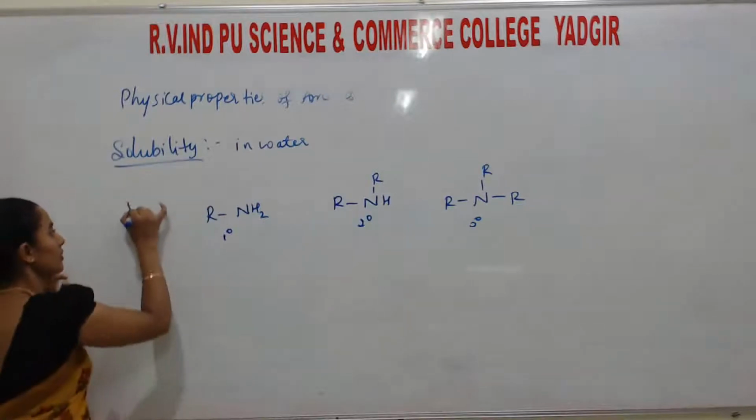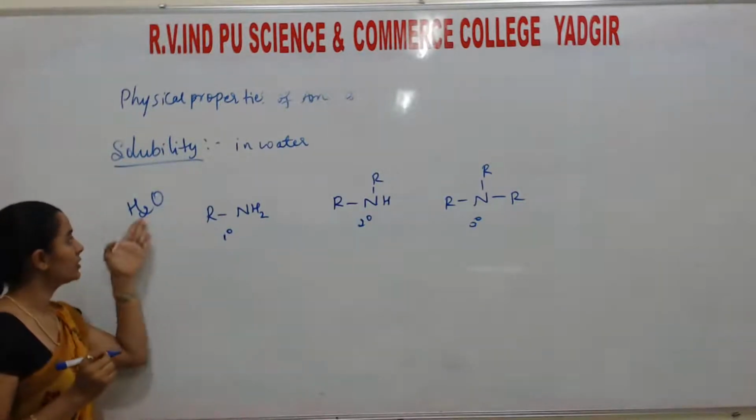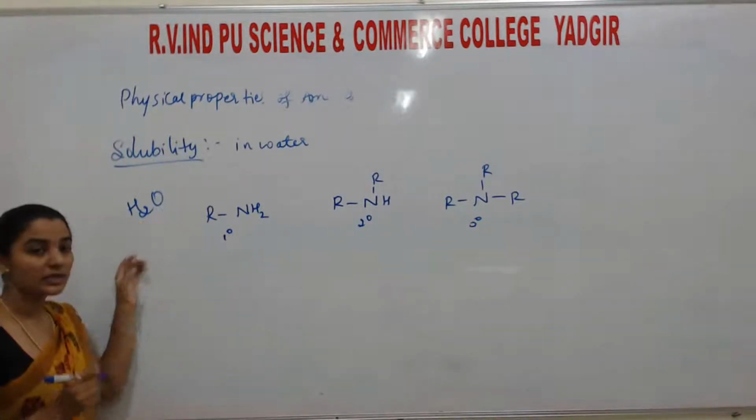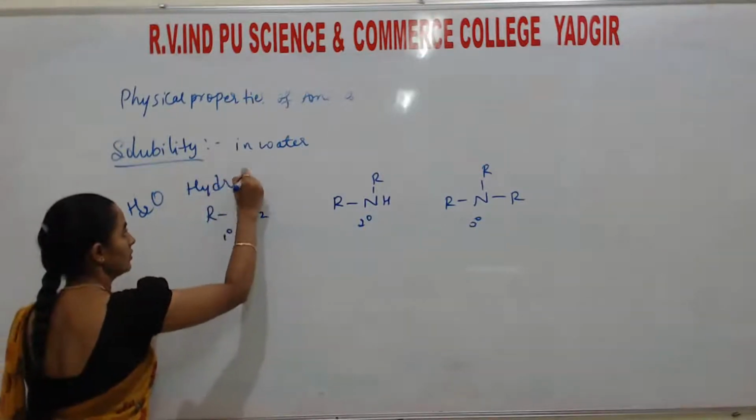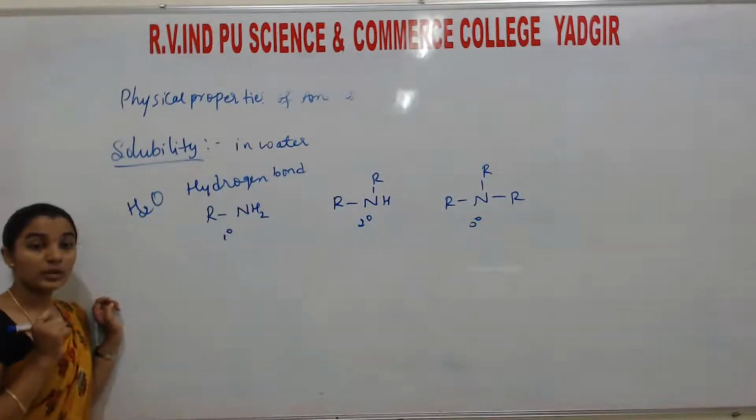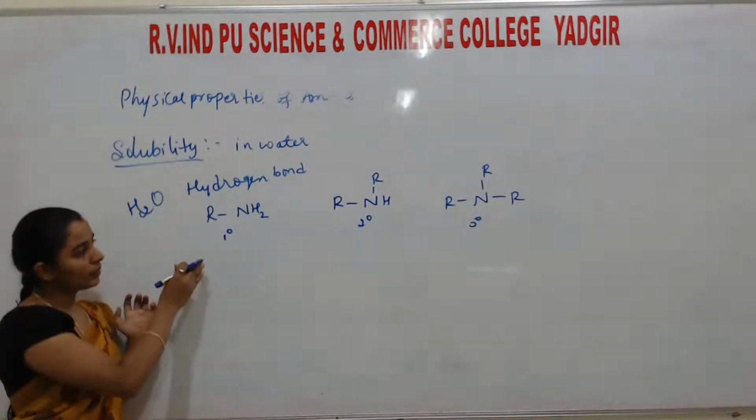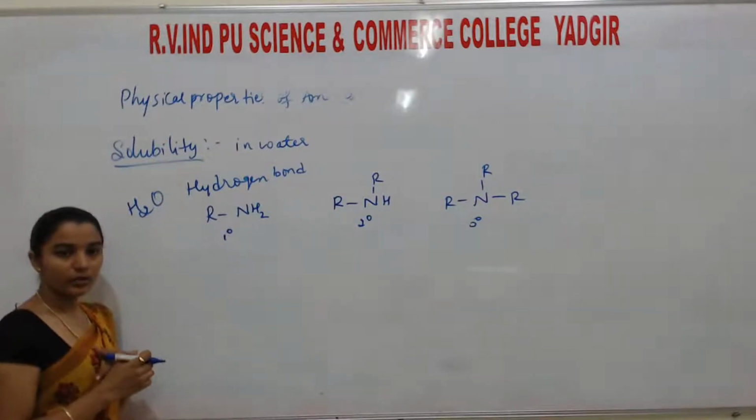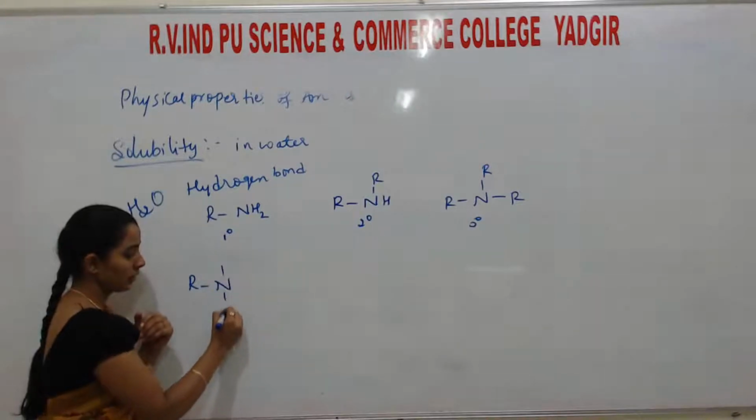So water consists of what? The formula H2O. A given solute dissolves in a solvent when they form a hydrogen bond. So what is a hydrogen bond? The bond formed between two different molecules, between hydrogen and a highly electronegative atom. For example, I will take RNH2, which is written in this manner.